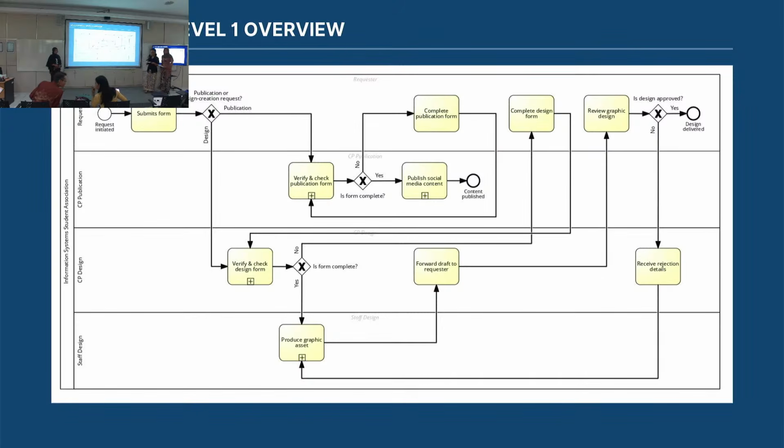So we need a visualization. This is our as-is process. We maintain a 4-lane structure: the requester, the contact person for the publication, the contact person for the design, and the staff designer. The core issue here is the high density of handoffs. For example, a design request cannot go directly to the staff. Instead, it must pass a manual verification gate handled by the contact person.